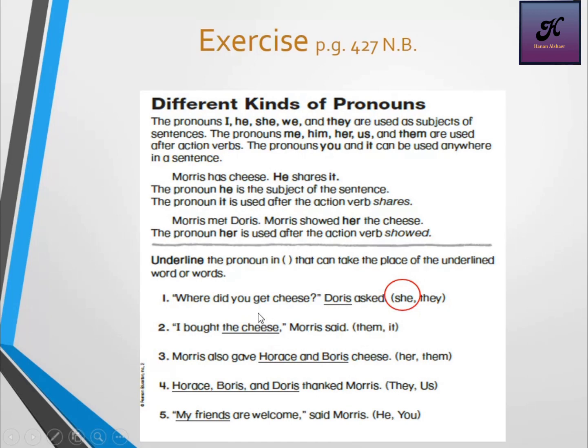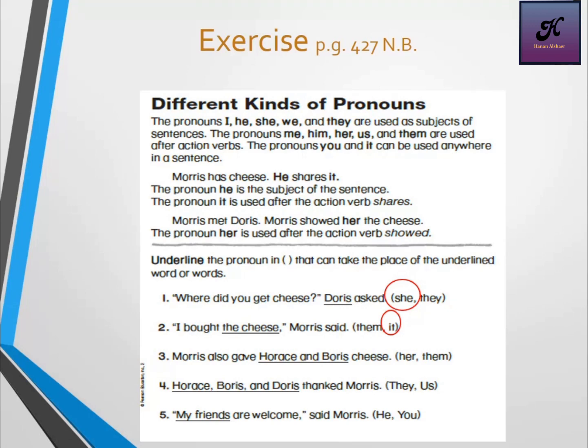Because it's the cheese, and it can be singular or plural, I can use it, because it comes with the singular and with the plural, and it comes with the object and with the subject. Since it's the object, I will use it. Nice job. Number 3. Morris also gave Horace and Boris cheese.